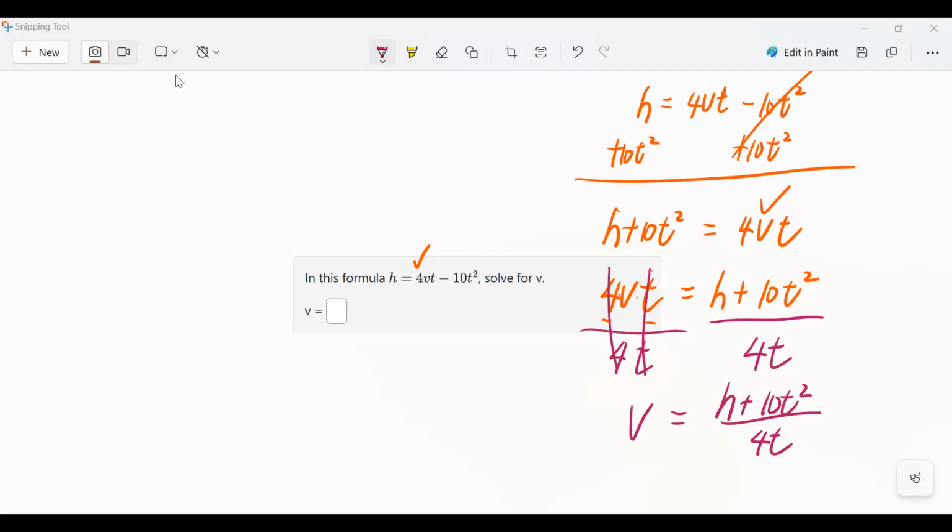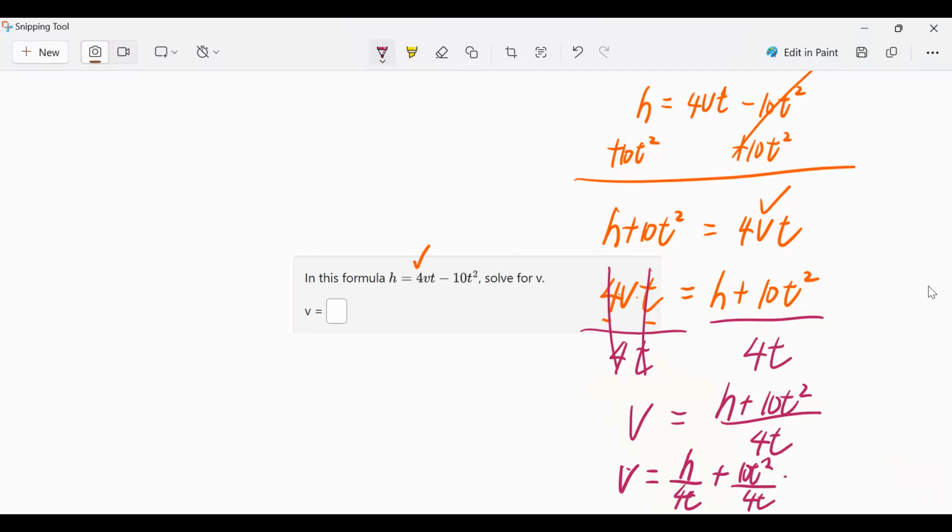Maya, do you have any questions? Okay, it makes sense now. Because I thought we had to break that down more. You don't have to, right? But if you want to break it down, you can do that. You can break it down as two terms, like h over 4t, and the other one will be 10t squared over 4t. But you've got to simplify this.